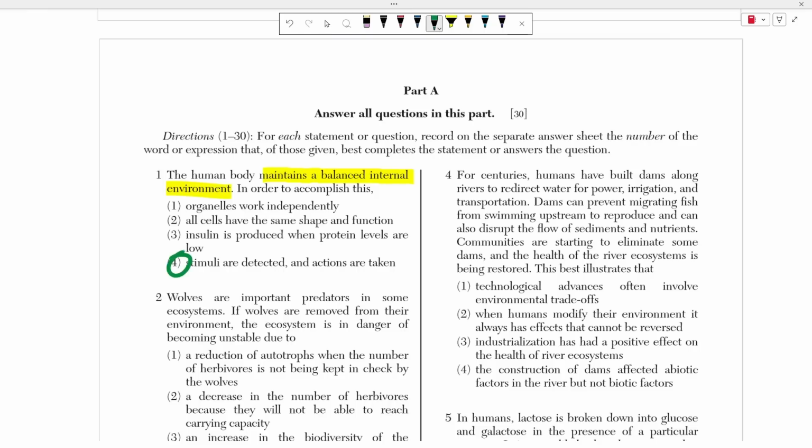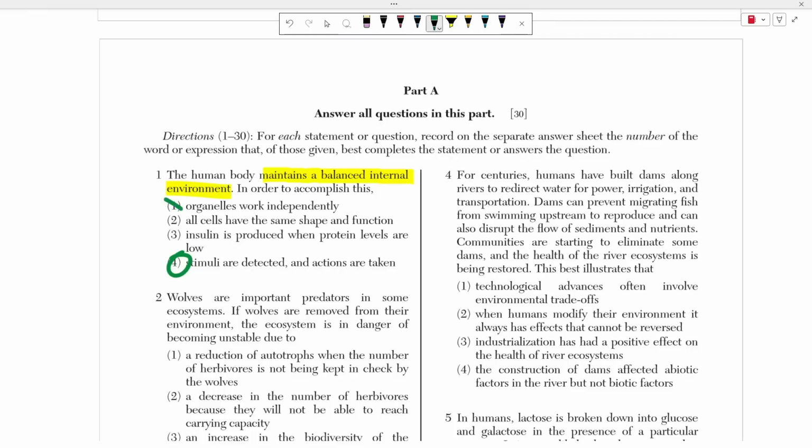For example, a big part of homeostasis is balancing internal body temperature. If you're too cold, the temperature is a stimuli, and it triggers your body to shiver to generate warmth. If you're too hot, then that environmental stimuli triggers your body to sweat to cool itself down.